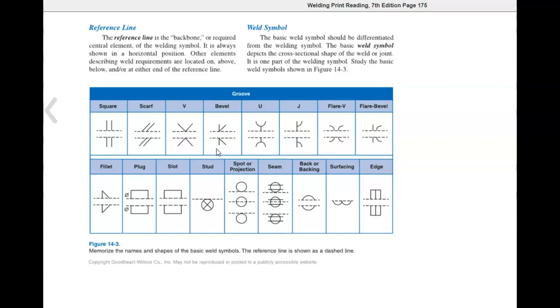The reference line is shown as a dashed line. Square groove, scarf groove, V groove, bevel groove, U groove, J groove, flared V groove, flared bevel, fillet, plug, slot, stud, spot or projection, seam, back or backing, surfacing, and edge.